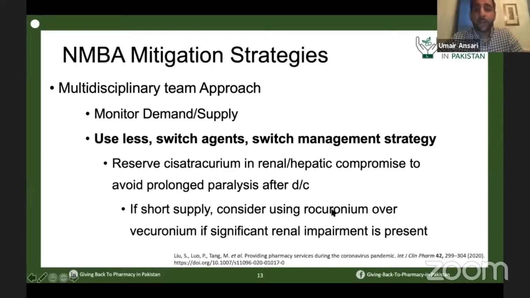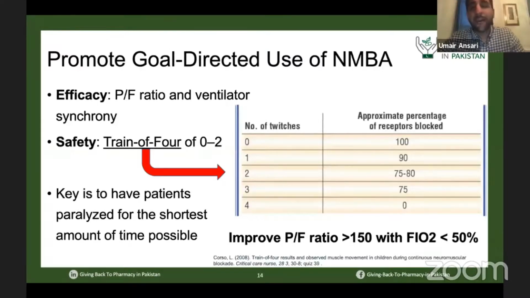However, one thing to point out is use rocuronium over vecuronium, especially if there's significant renal impairment. And that was because of what I mentioned earlier, the active metabolite. Also, what we can do is maybe provide some education and understanding of having a goal-directed use of NMBAs. So basically, our goal is to improve the P to F ratio and ventilator synchrony.